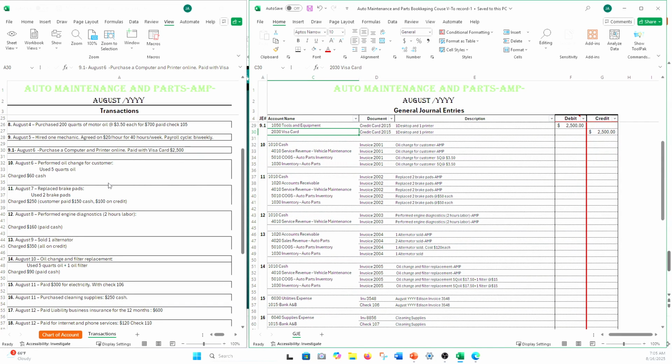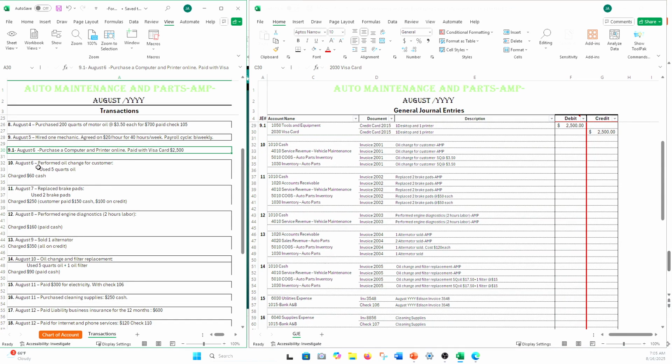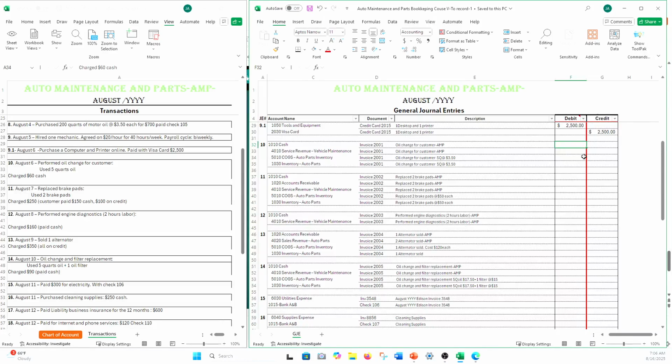And let's continue. So we are in number 9.1. Let's go to number 10. Number 10, what is this? It says that the company performed an oil change for a customer. I used 5 quarts of oil, and they charged $60 cash. So the customer paid right away after we provided the service. So that means that we receive the money and we put it in cash.